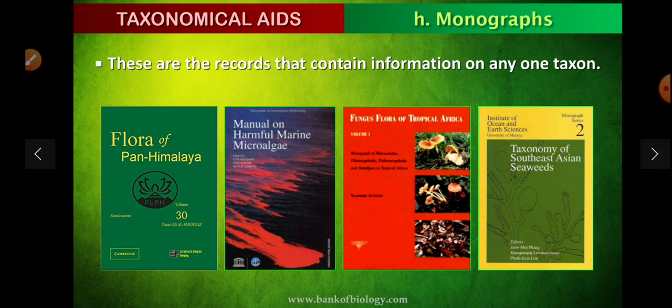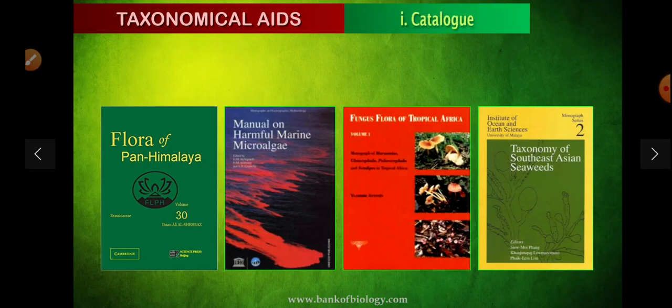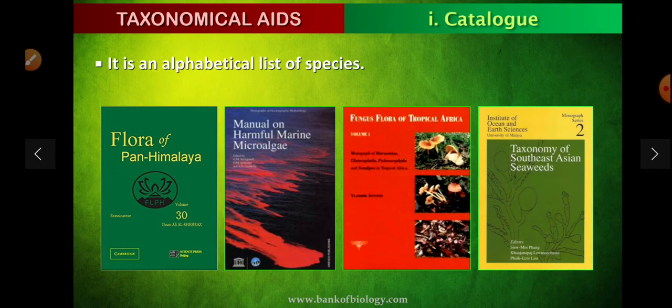Monographs are records that contain information on any one taxon. Catalogs are an alphabetical list of species, which means it is easy to identify and easy to get the information. It is in alphabetical order.